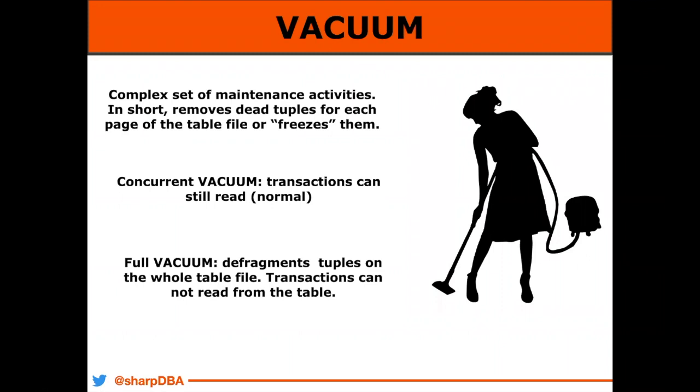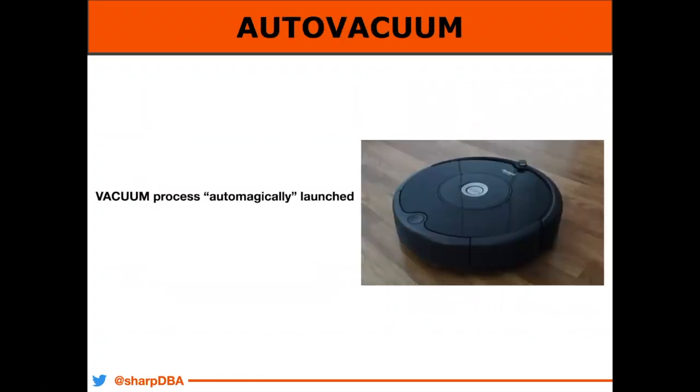With the full vacuum, auto vacuum does not do a full vacuum, and this is good because during a full vacuum, transactions cannot read from the table. So what is auto vacuum then? Auto vacuum is the vacuum process automatically launched.